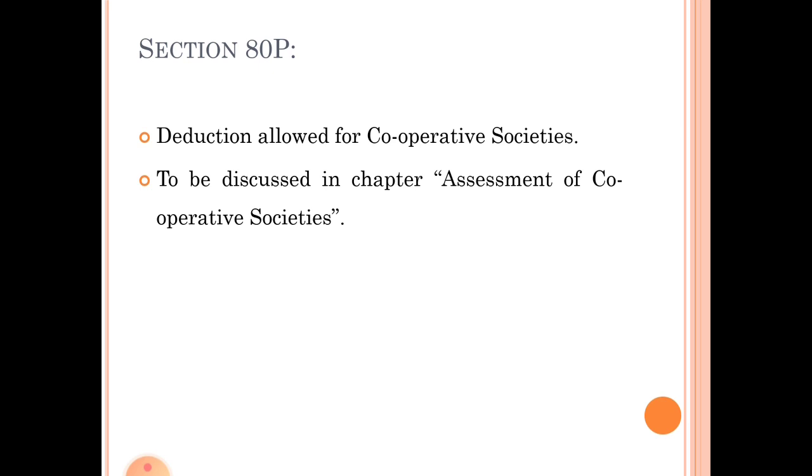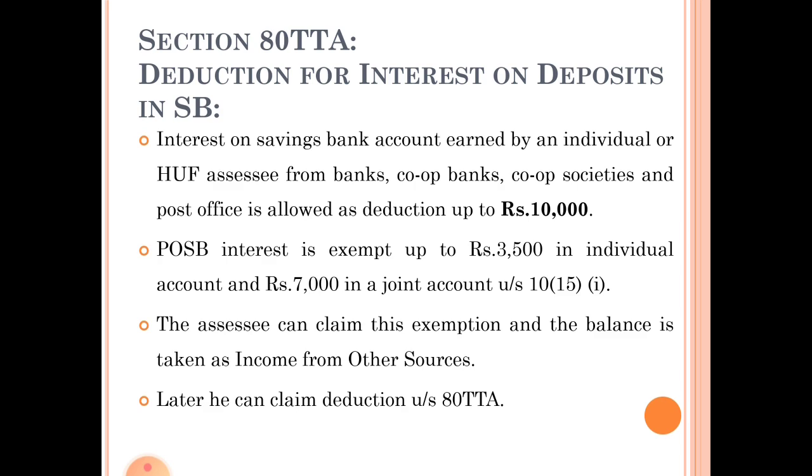Next section is section 80P. This section relates to deductions allowed for cooperative societies. This section will be studied in the chapter assessment of cooperative societies. Let us discuss this section there only. Let us not discuss this section here because you already studied or you are going to study this section in that chapter. So, the next section is section 80TTA, deduction for interest on deposit in savings bank.